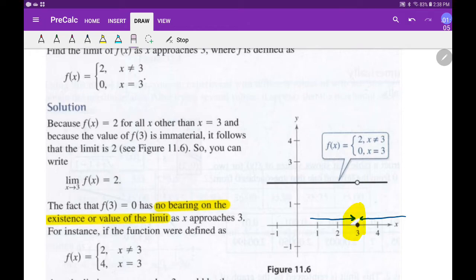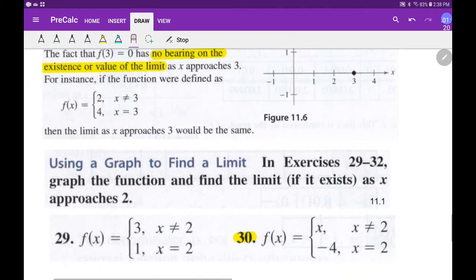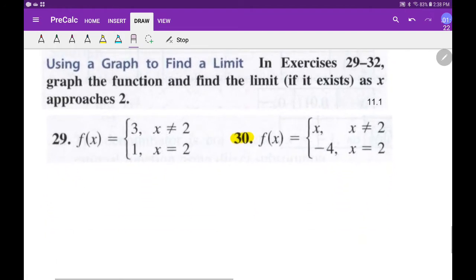It just looks to see, every time we get close to 3, what happens? Well, it's 2. The fact that it's actually 0 has no bearing on the existence or value of the limit. So you may know what you know, but it doesn't matter to the limit.